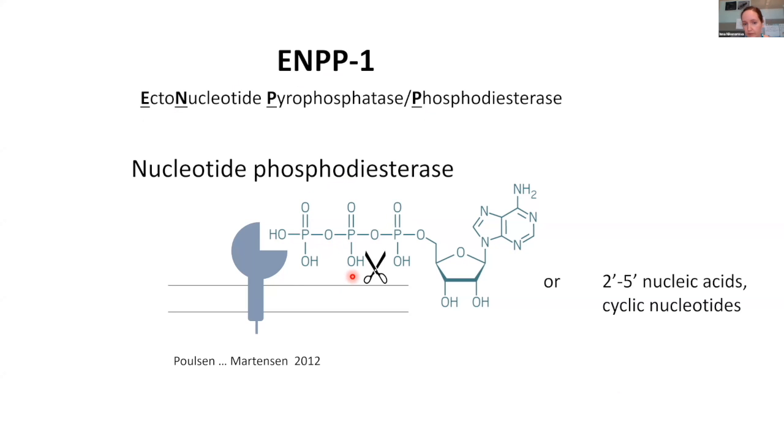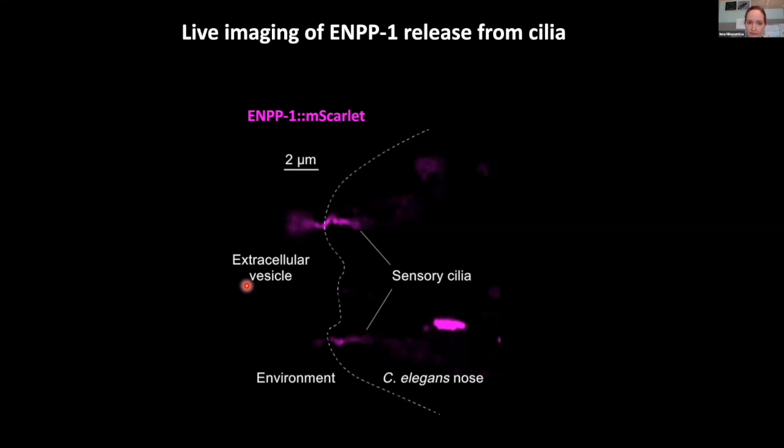But what it's also able to do, it's actually upregulated in viral infections, where it's able to cleave exotic nucleic acid sequences, 2' 5' connected, and some cyclic nucleotides, such as cGAMP that is formed in viral infection. And so the human ENPP1 is highly homologous to the worm ENPP1. And in worm, we saw it being in the cilium. So here is the sensory cilia. ENPP1 is a scar. You can see large bubbles coming from the ciliary membrane into the environment.